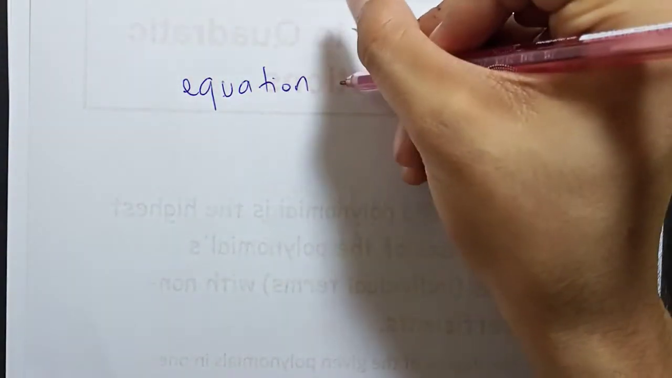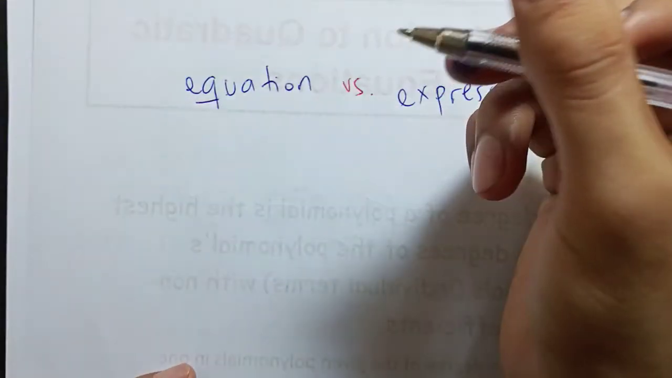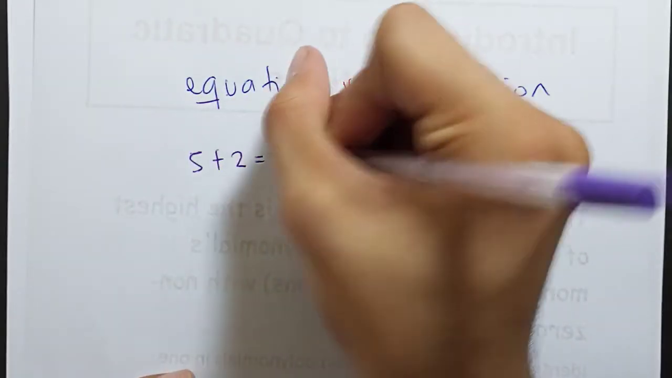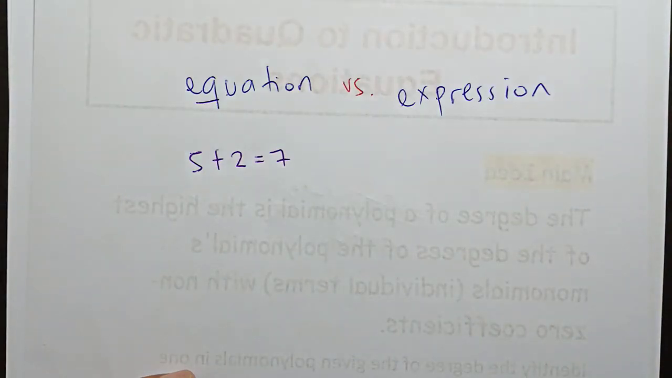Equation. So, anong pinagkaiba nila? Equation versus expression. Kapag equation, from the word itself, parang equal. Meron siyang equal sign. Meron siyang two sides. Parang 5 plus 2 equals 7. So, it is an example of an equation.